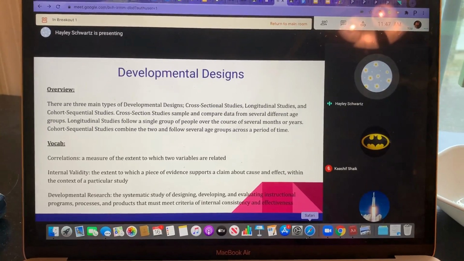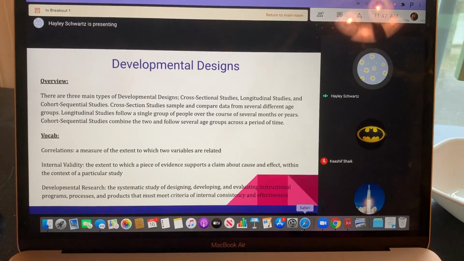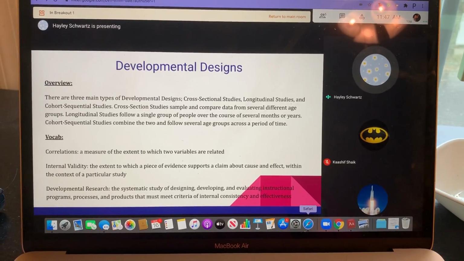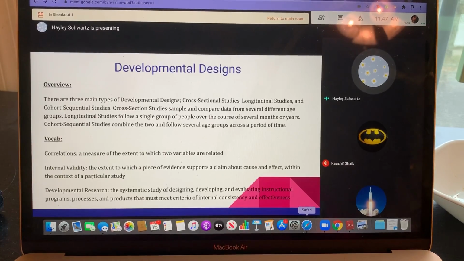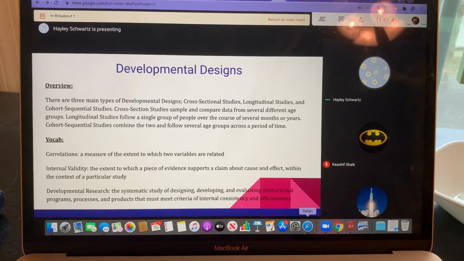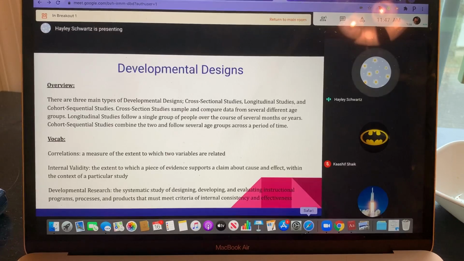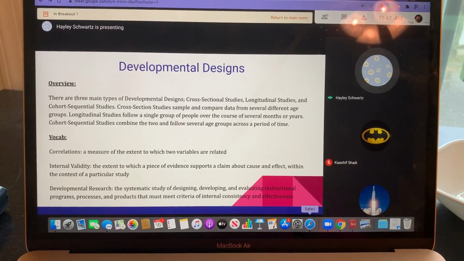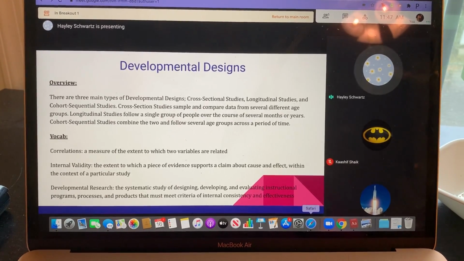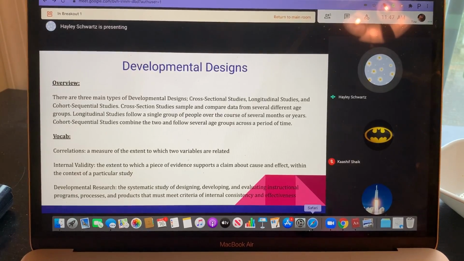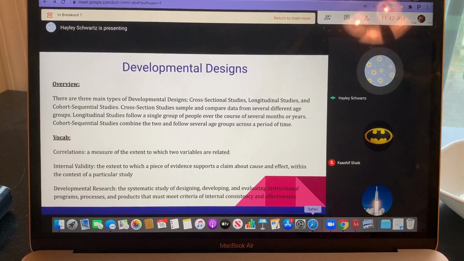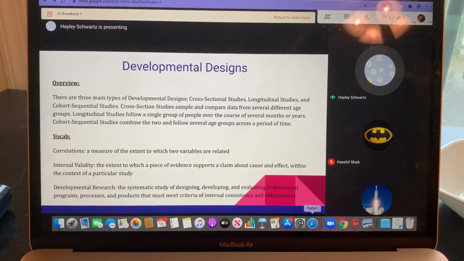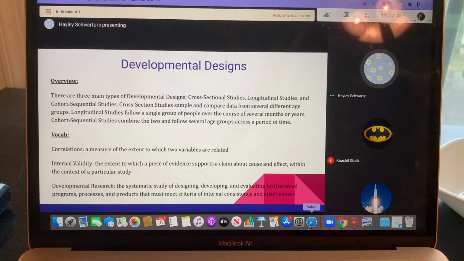Okay, so the next method of research is developmental designs. And so there are three main types of developmental designs. So there's cross-sectional studies, longitudinal studies, and cohort sequential studies. And cross-sectional studies sample and compare data from several different age groups. Longitudinal studies follow a single group of people over the course of several months or years. And cohort sequential studies pretty much combine the two, and they follow several different age groups across a period of time.